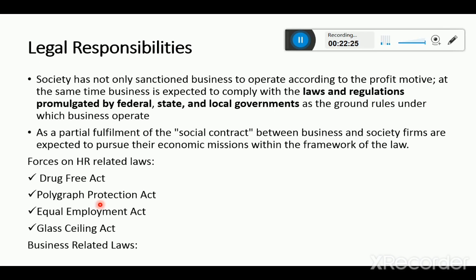Then we have the Equal Employment Act. Equal Employment Act simply means that male and female both are considered the same. We have Equal Employment and the Equal Wage Act, which means that on the same designation, the same salary will be given to the female as well. It means that there shouldn't be a differentiation between male and female compensation.